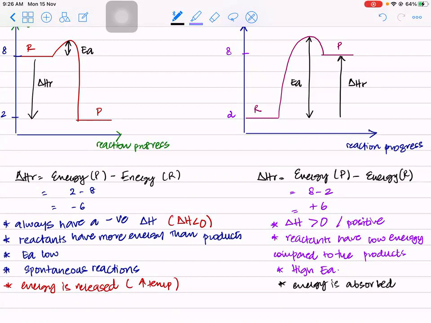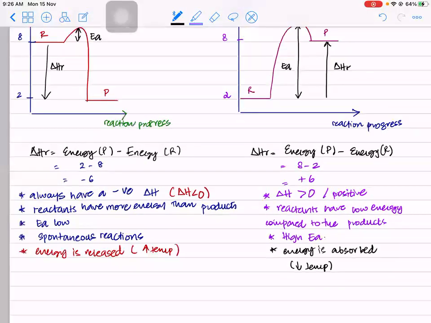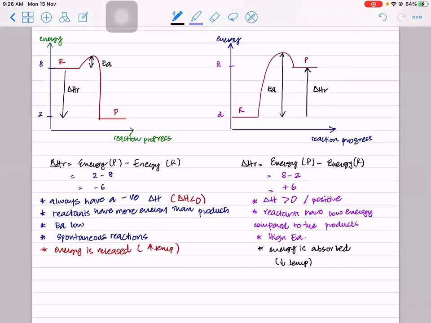And since the energy is absorbed, we can say the temperature would decrease, right? So the temperature decreases for endothermic reactions. And in exothermic, the reverse happens: temperature increases, and delta H is less than 0, or negative. Reactants have more energy than the products. Clear? Now, we say that delta H can be calculated by energy of products minus energy of reactants.